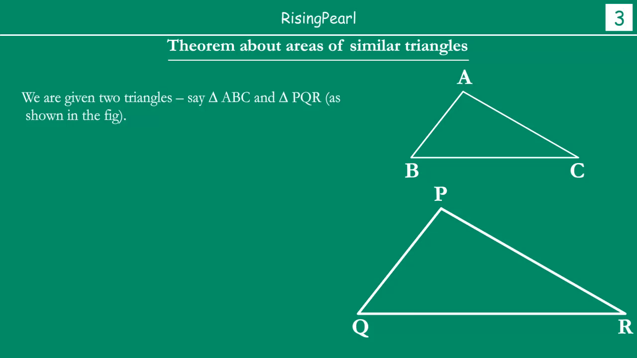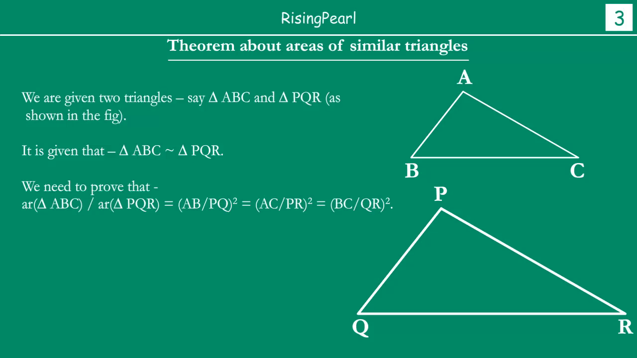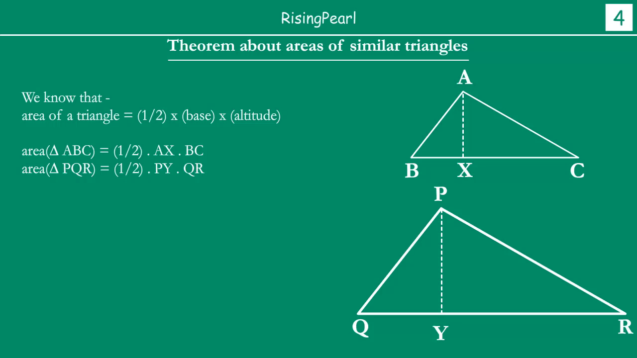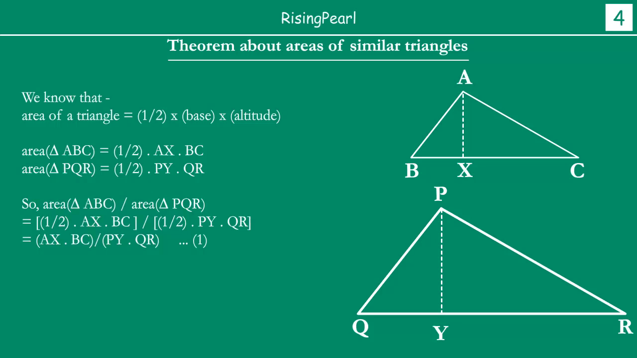So we start out with seeing what is given. We draw two triangles. It is given that ABC is similar to triangle PQR. We need to prove that the area of triangle ABC divided by area of PQR is equal to the square of their corresponding sides. We drop a perpendicular AX and PY respectively on each of these triangles. We know that area of triangle is half times base times altitude. So we separately write out the areas of triangle ABC and PQR, and then we divide them to find out the ratio of the areas. We get a relationship which is AX times BC divided by PY times QR. We call it equation number 1.